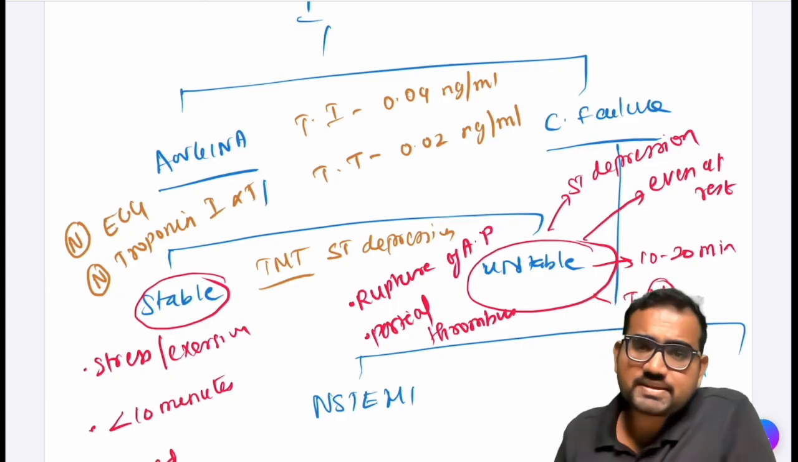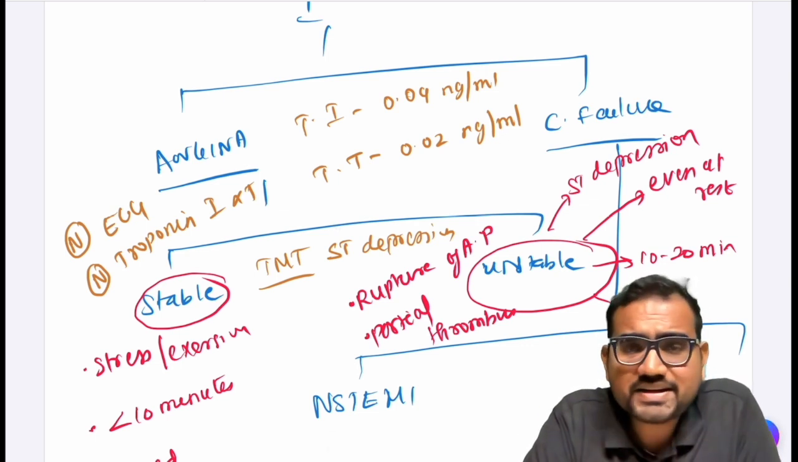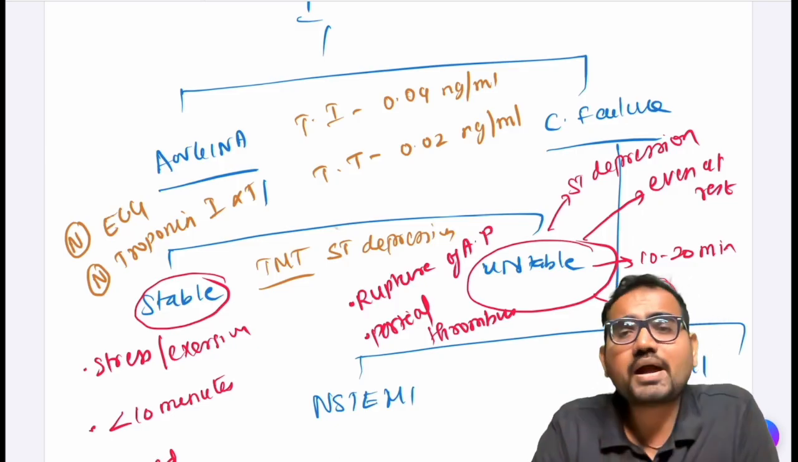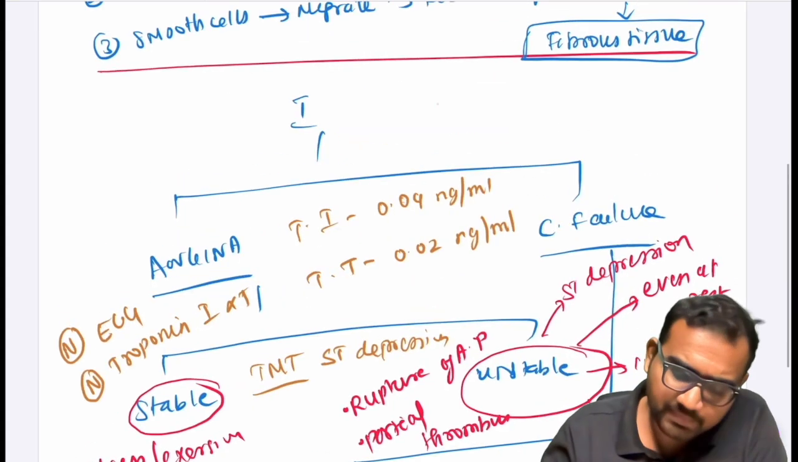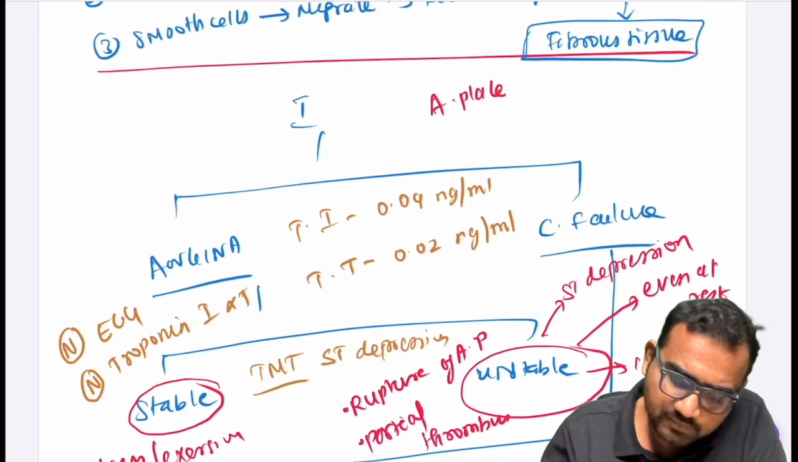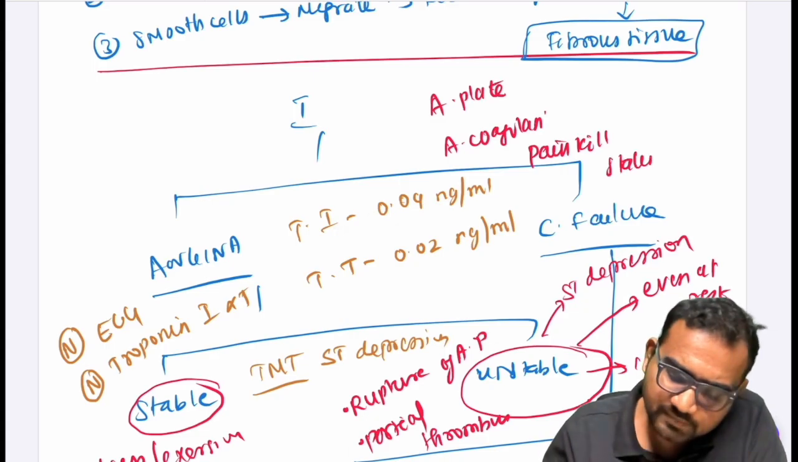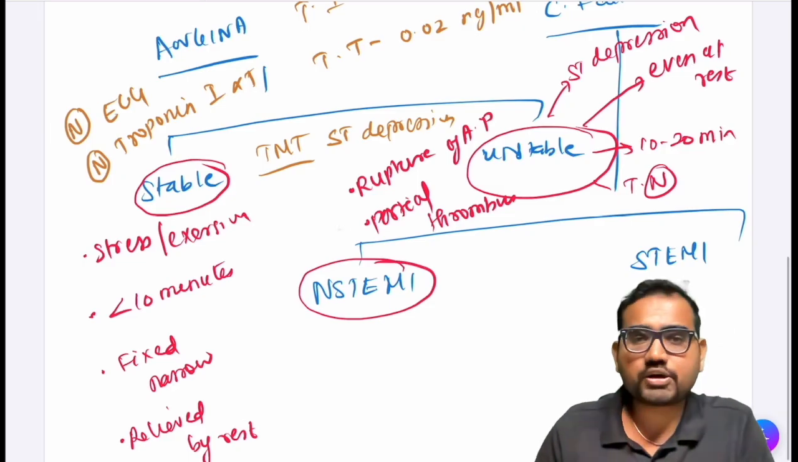In stable angina, I'll give sublingual nitroglycerin. In unstable angina, I'll look into the cause and treat it accordingly. So I'll give antiplatelets like clopidogrel, anticoagulants, painkillers, statins. This will be for unstable angina as well as non-ST segment elevated myocardial infarction.